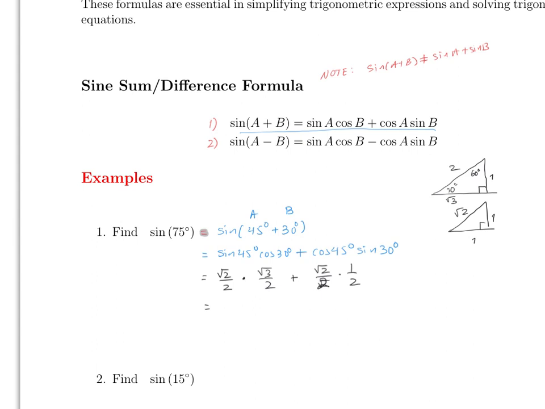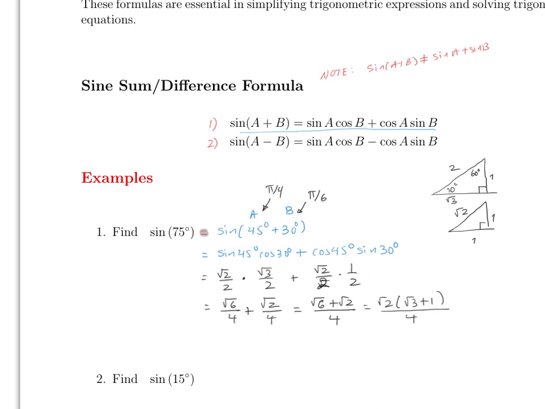Then you multiply this, and this will be radical 6 over 4 plus radical 2 over 4, or just radical 6 plus radical 2 over 4. You can write this in different ways. You could have factored the radical 2 and then just written radical 3 plus 1 and so forth. Either way is fine. Also, 45, remember, is also pi over 4, and this is pi over 6. So you could also do this in radians.